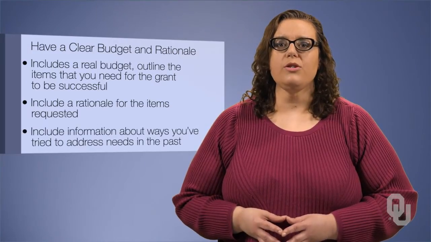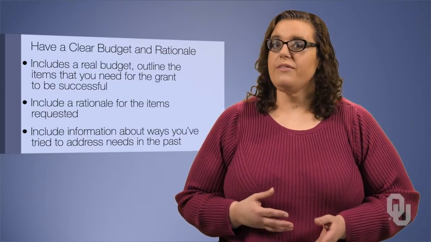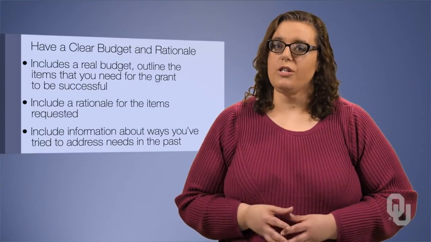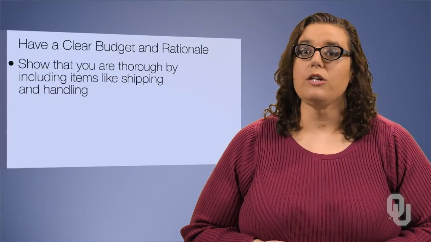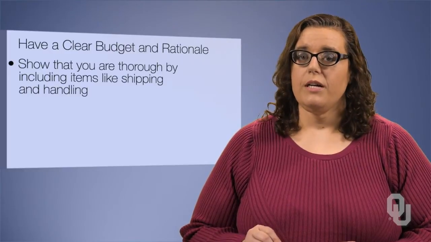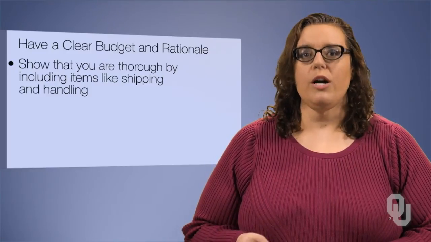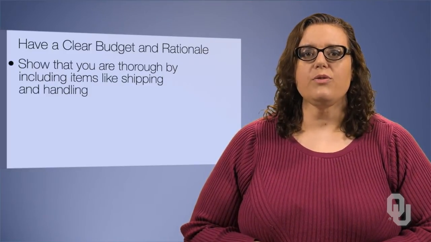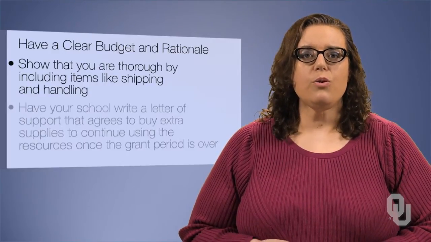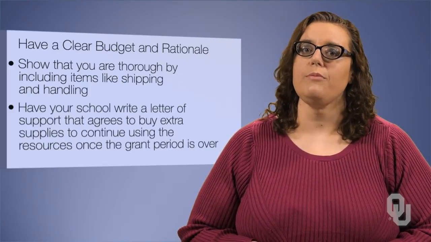Include information about ways you have tried to address needs in the past. For example, if you're requesting clickers and previously used classroom whiteboards, talk about what you learned and why you need a more technological solution to your problem. Show that you are thorough by including items like shipping and handling, and supplies like ink cartridges. But be really careful here. Don't order a printer and then 10 years worth of ink. But make sure to explain why you are ordering what you are ordering. If your school allows for matching funds or is willing to write letters of support, this is a great opportunity. Have your school write a letter of support that agrees to buy extra supplies to continue using the resources once the grant period is over.